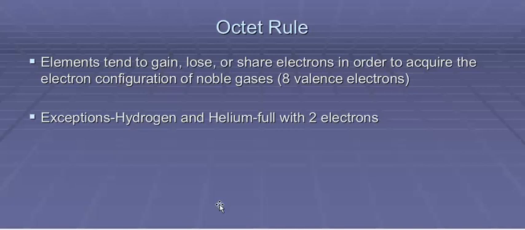Now, when we talk about ionic bonds, that's gaining or losing electrons. Sharing electrons, that would be covalent bonding. But in either case, elements want to get 8 valence electrons. The exceptions are hydrogen and helium. They only have 2 valence electrons because they're in the first row of the periodic table.